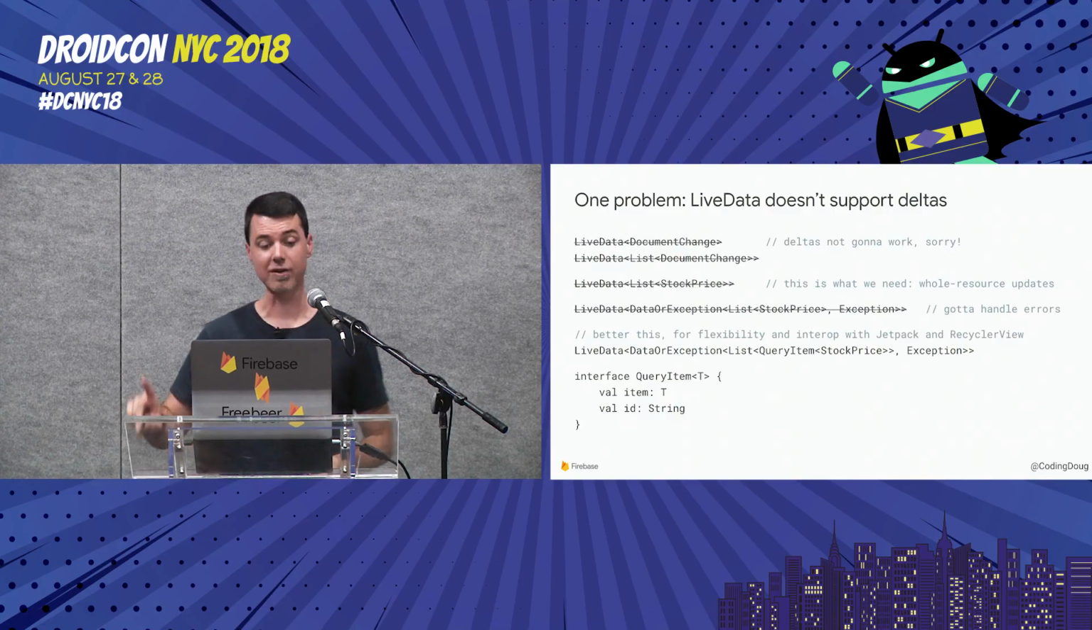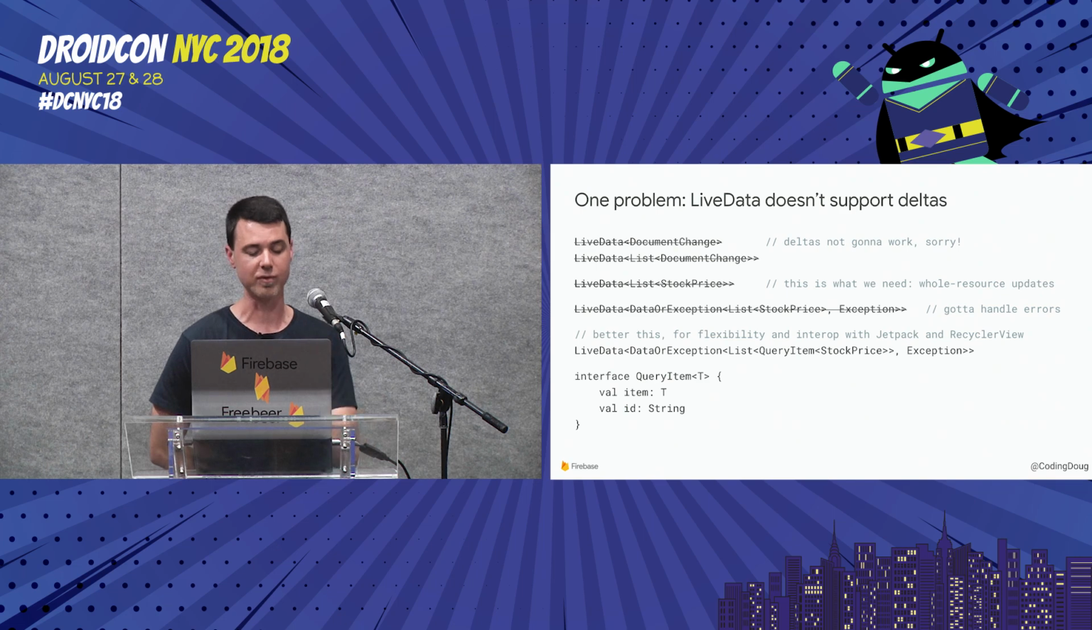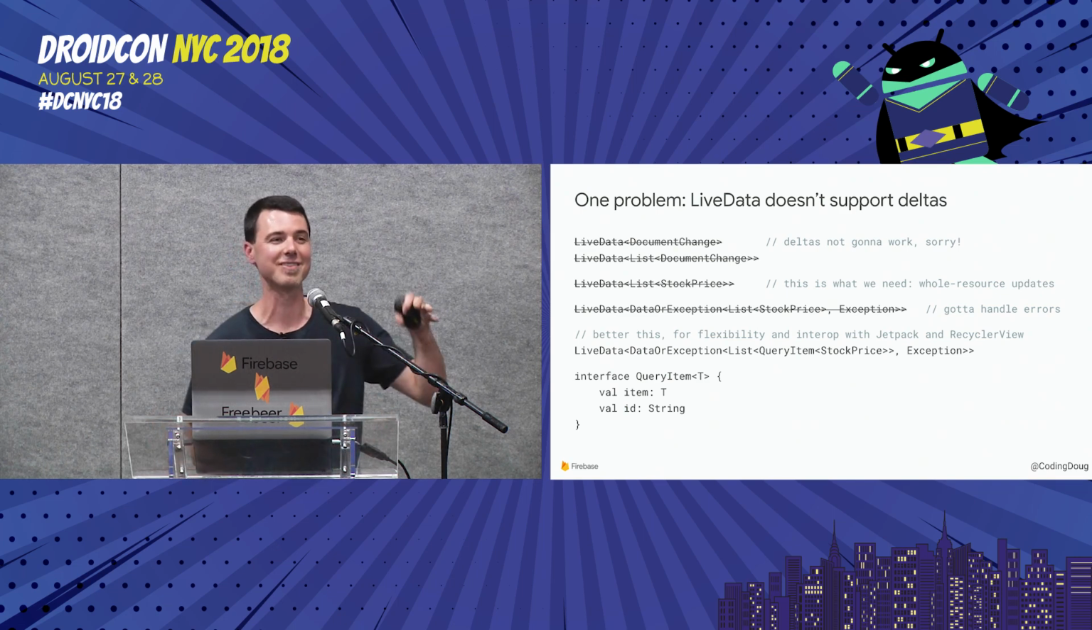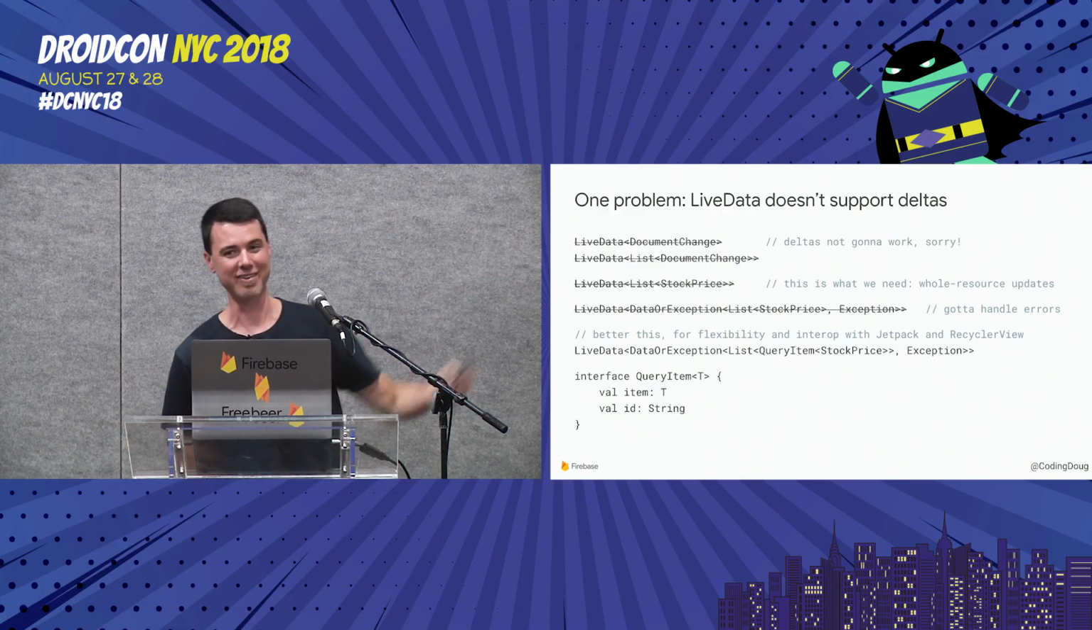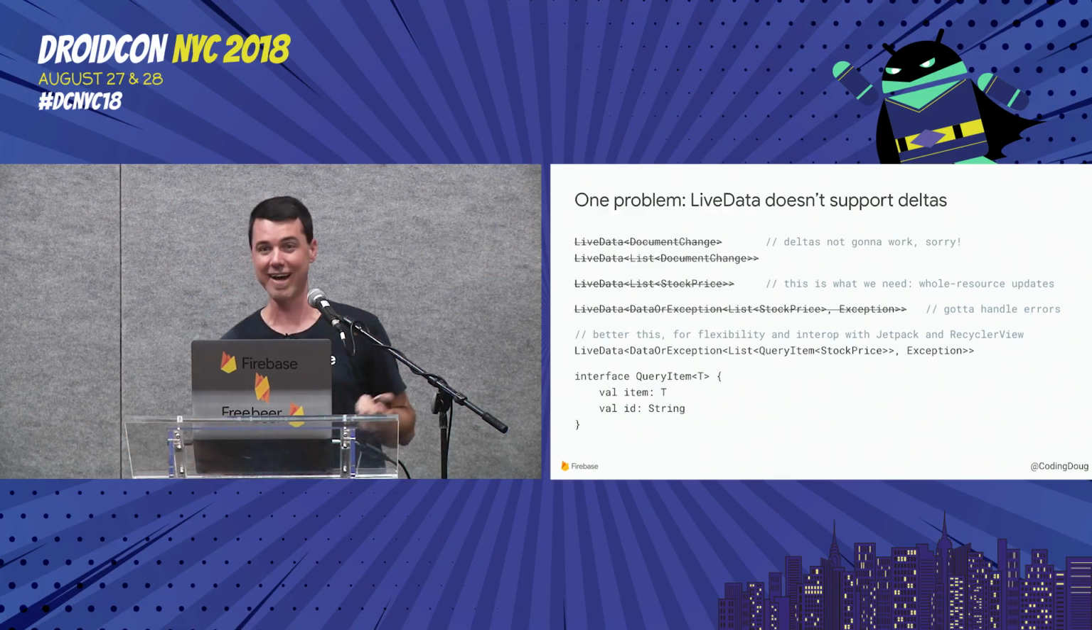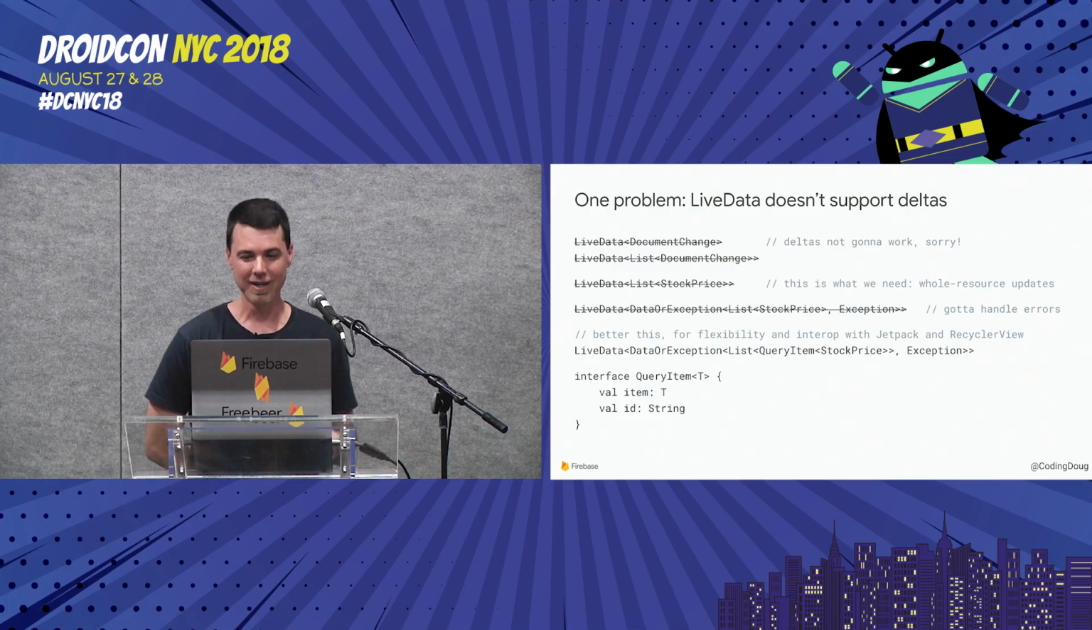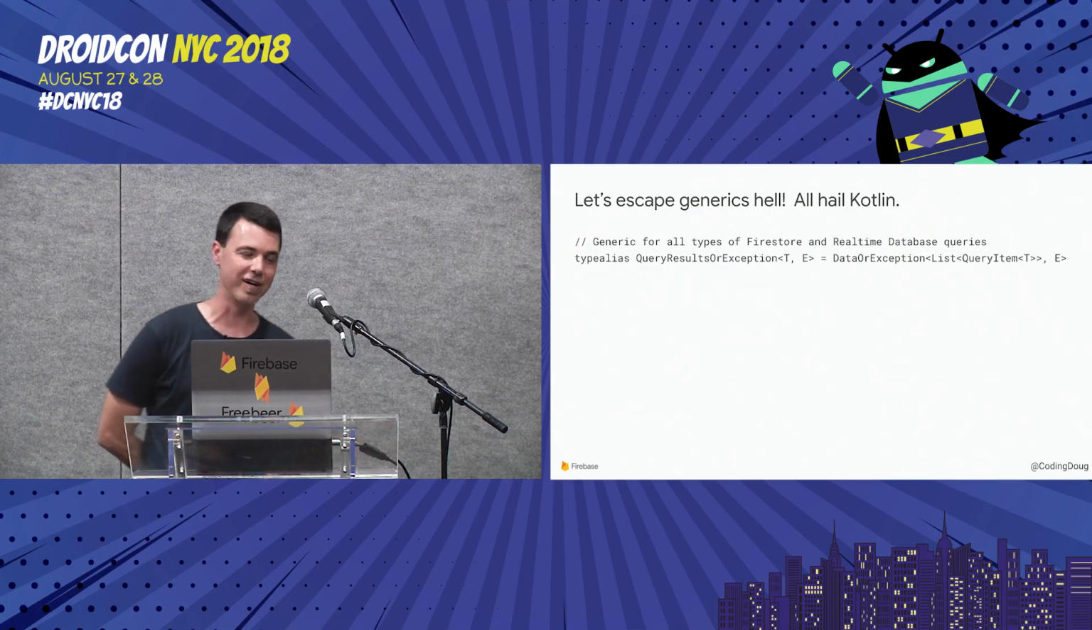It'll be more clear later as we use this to populate a list view. But this is exception hell. Sorry, this is generics hell. We're 4 deep right now. This is not easy to reason about. It's not easy to read. It's not even easy to type. So let's escape this generics hell.